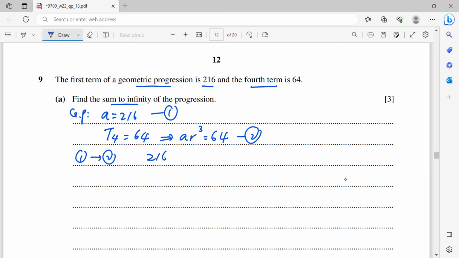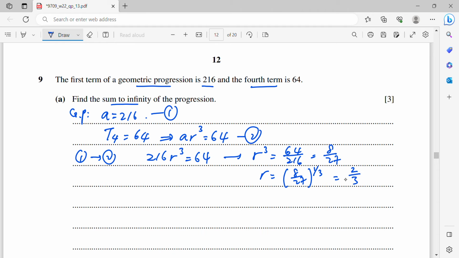So 216 R cubed is 64, which means R cubed is 64 over 216. So your R is basically 8 over 27. So your R is going to be 8 over 27 to the power of 1 over 3. At last, you will be getting 2 over 3.